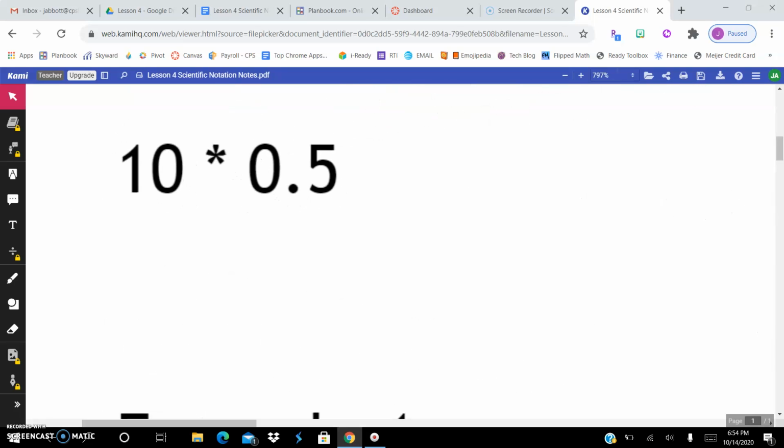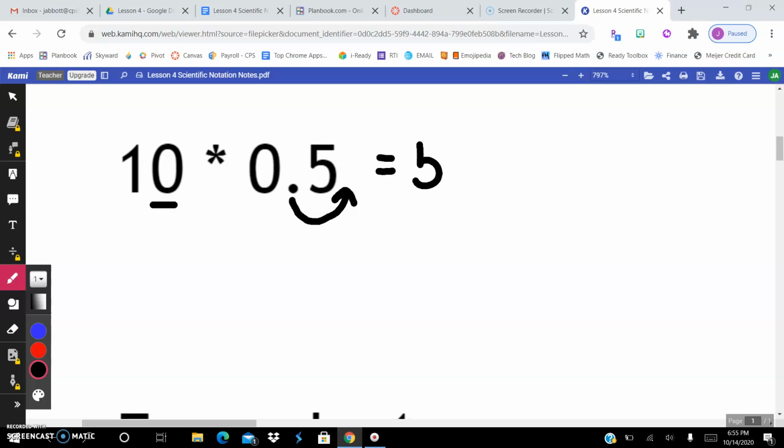So if I look at this, I have 10 times 0.5. And when I multiply by 10 or 100 or 1,000 or so on, I simply count how many zeros there are, and that tells me how many places to move the decimal. So if I'm going to multiply by 10, it has 1 zero, so I'm going to take this decimal and slide it to the right one place. So 0.5 would then become 5.